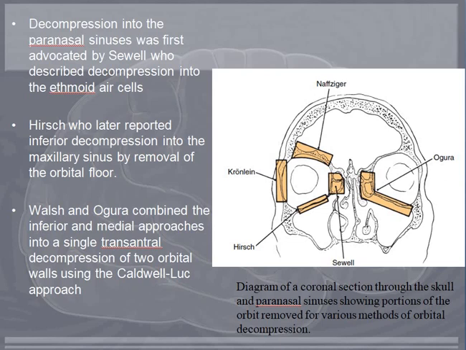Walsh and Ogura combined, so this is the Ogura approach, the inferior and the medial approaches into a single transantral decompression of the two orbital walls. These are the two orbital walls, the medial and the inferior, along with the lateral, using the Caldwell-Luc approach.